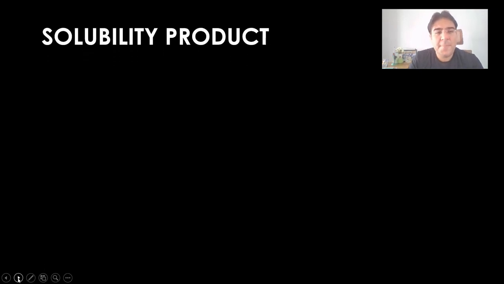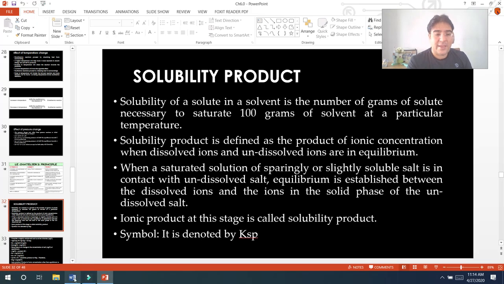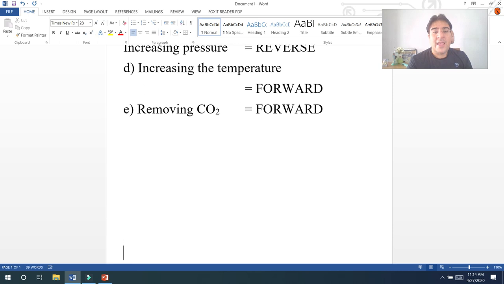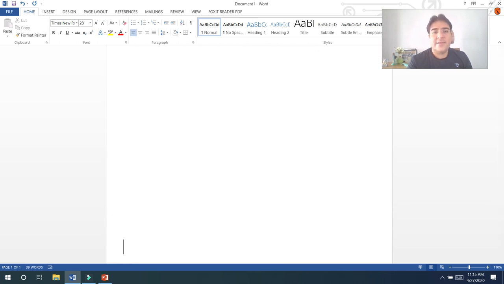Now, before I teach you solubility product, what is important? You should know what solubility is. Solubility is a quantitative measurement of any salt to be dissolved in a solvent. You know solvent, solute, and solution from class 9. In case you don't know, then let me help you with that, okay? If you have learned in class 9, there is a solute. You know, solute is the one.